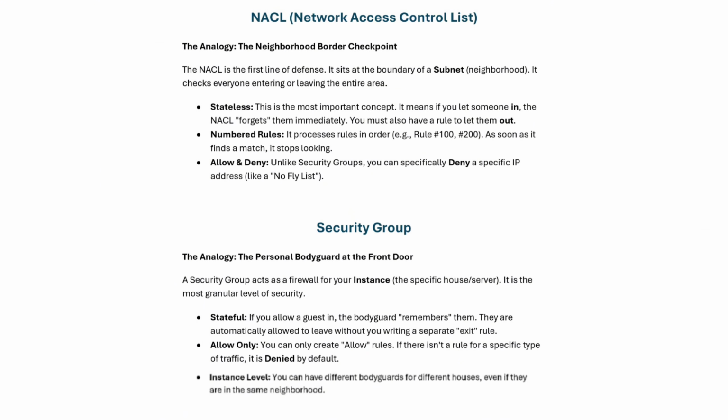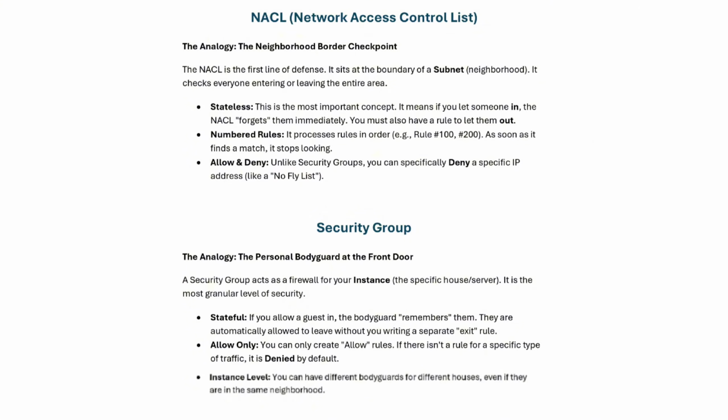Numbered rules. It processes rules in order, such as rule 100 or rule 200. As soon as it finds a match, it stops looking. Allow and deny. Unlike security groups, you can specifically deny a specific IP address.